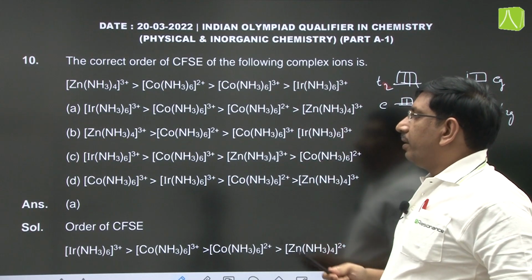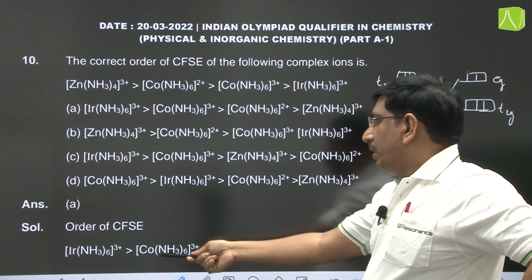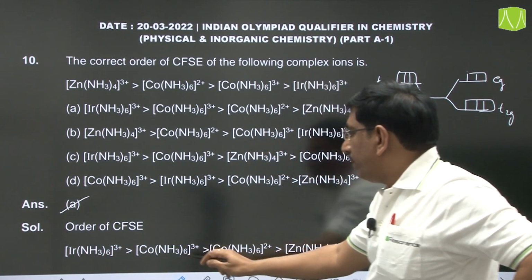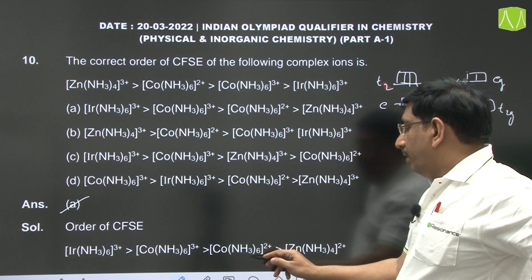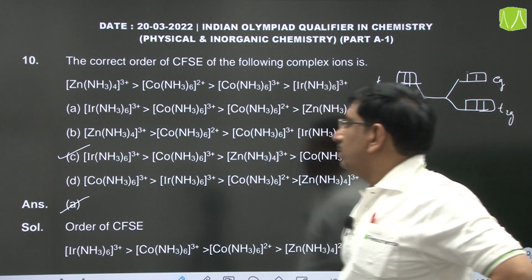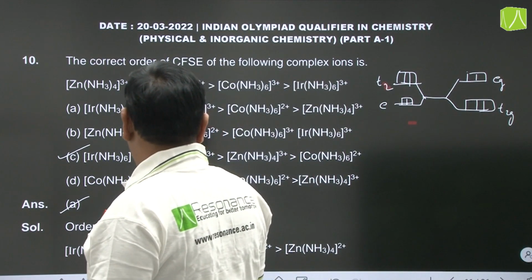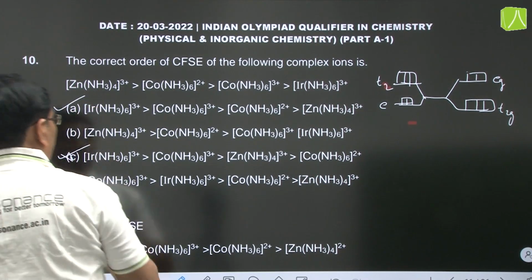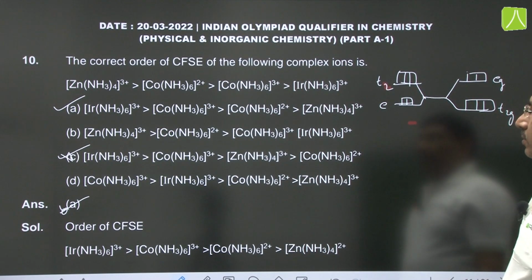So, the correct order is iridium having more splitting than cobalt NH3 6 times 3 plus, and next cobalt 2 plus complex, and next zinc 2 plus complex. So, answer is 3. Sorry, answer is A only. Answer is A.